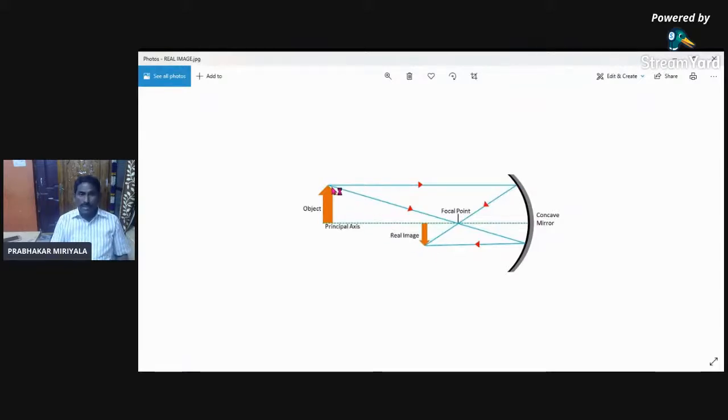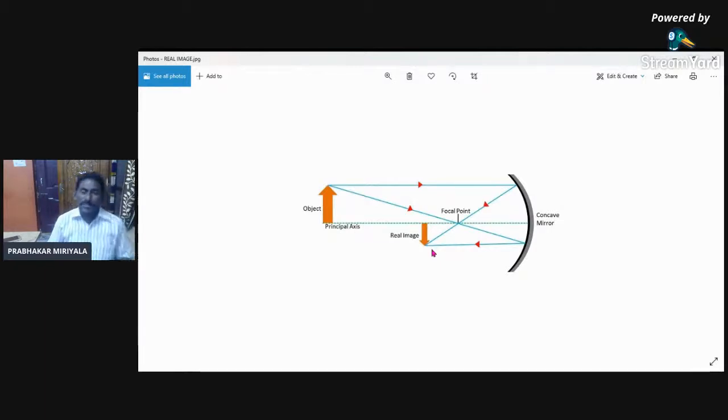And the third rule, the ray which is passing through the focal point or principal focus, after reflection is parallel to the principal axis. If you observe, these two are the actual reflected rays, and they really intersect at this point. So this is the point of intersection, or the position of the image. Here the image is formed by the actual intersection of the light rays. Hence this is called a real image. So this is one type of image, which is called real image.